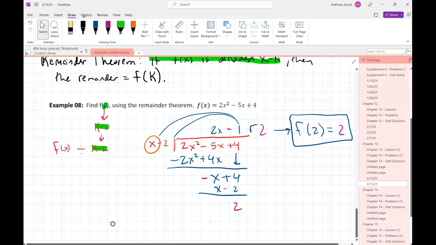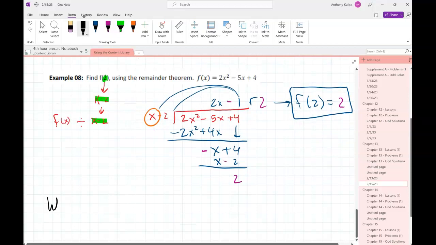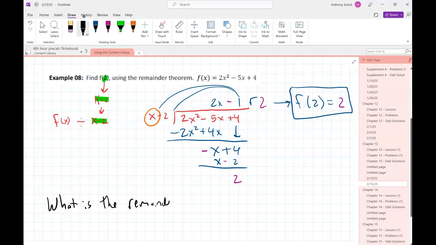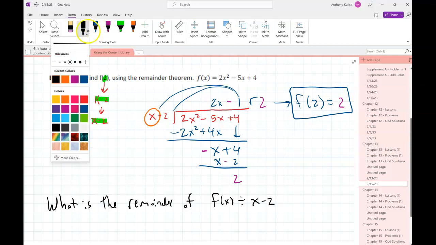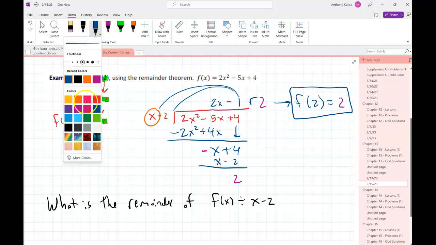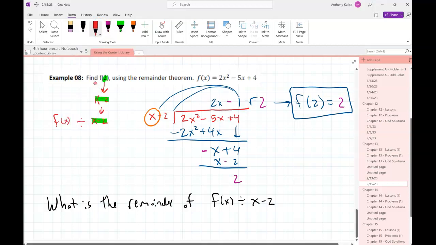Here's where it would be more helpful. What if I wanted to go this direction? What if I ask this problem: what is the remainder if I do f of x divided by x minus 2? There, I can just do f of 2. And boy, that seems a lot easier.